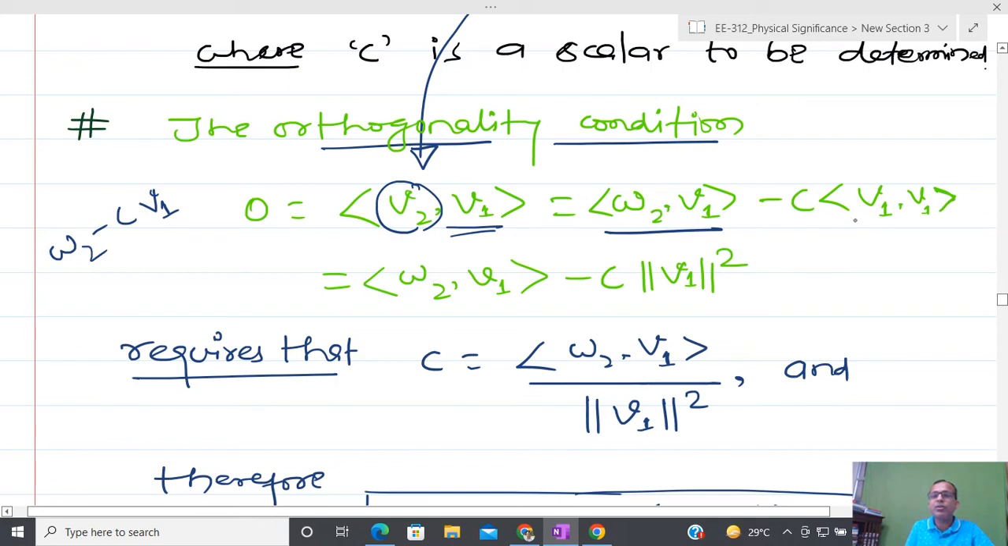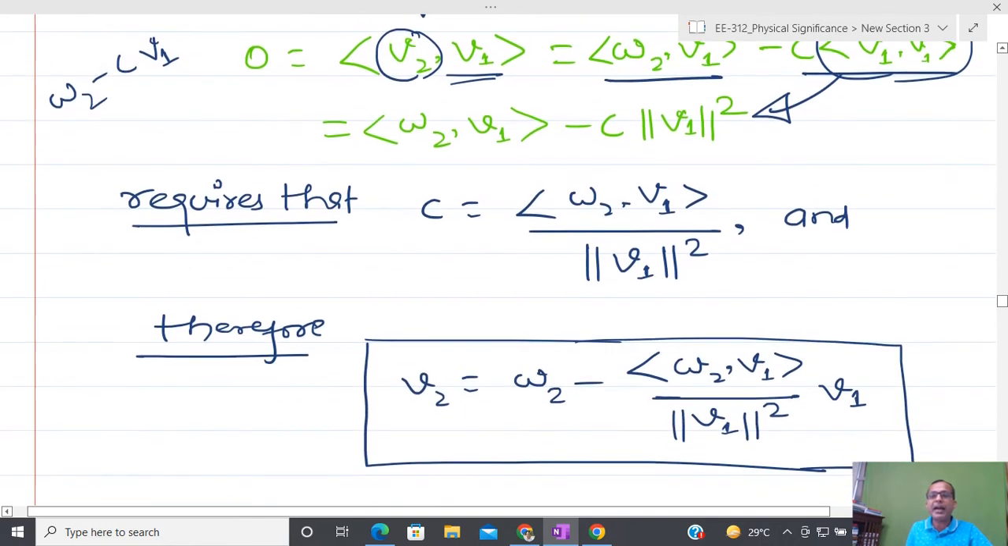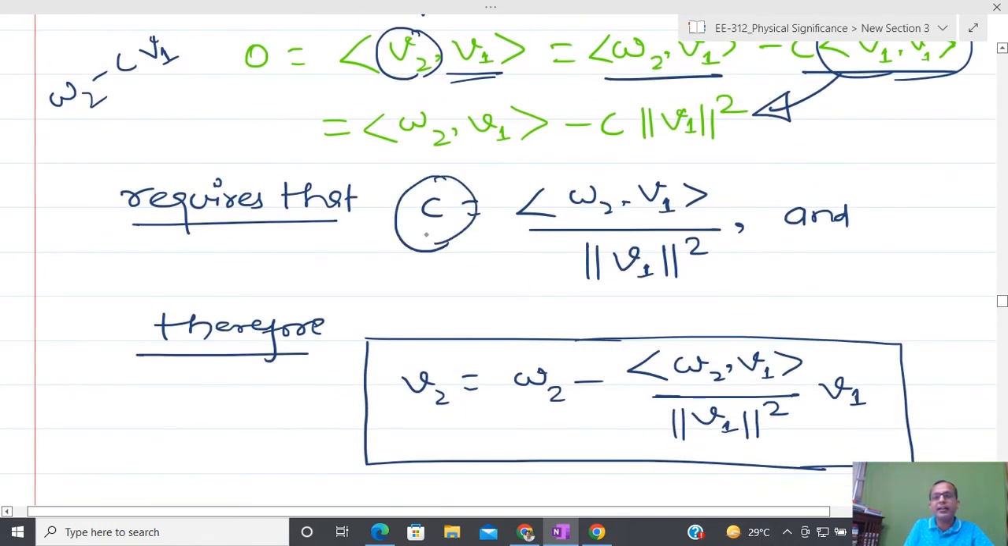Okay, so what happens if you take the inner product with the same element? Then it is possible to show that that is nothing but the norm squared, because we define the norm by replacing the other element with the same element, and after that we take the square root. Due to that reason I have written here the norm squared, and in this way you can see that I am able to construct this C.